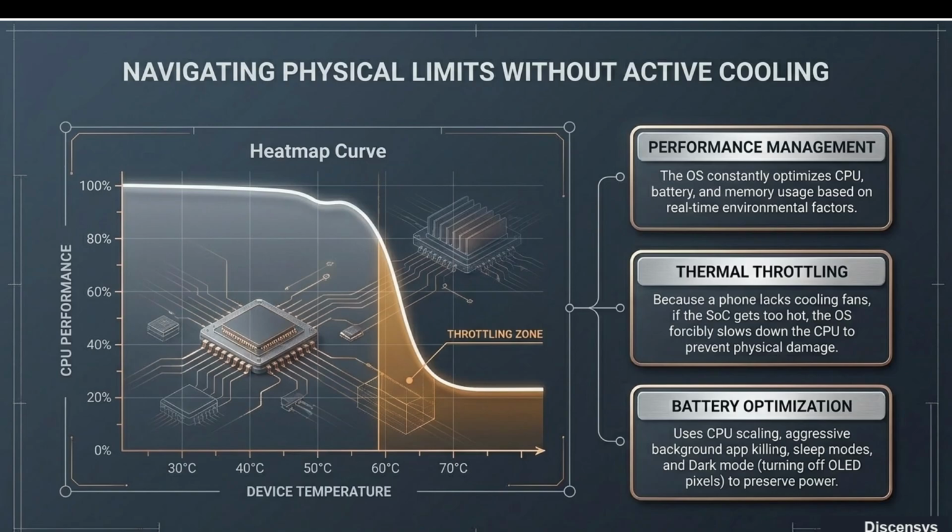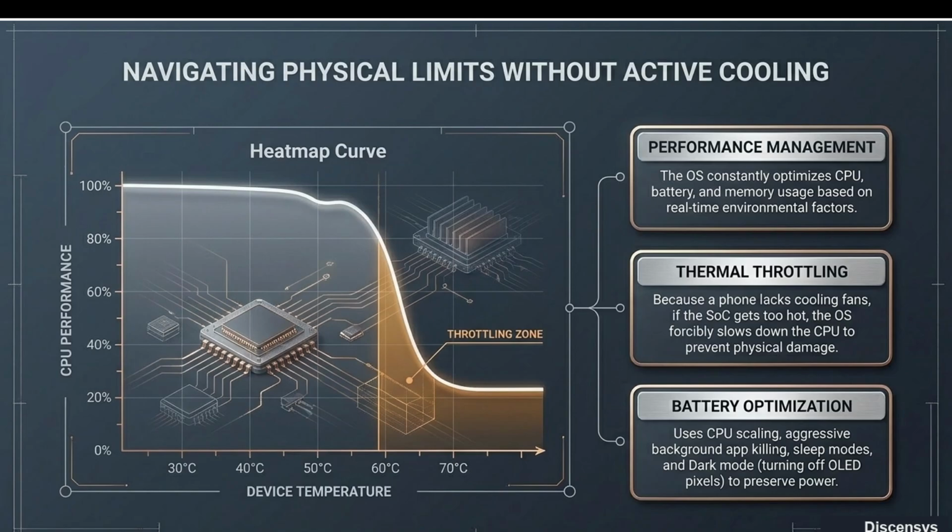Navigating physical limits without active cooling. So when these computational resources within the phone, within the device, run, they are going to produce heat. Okay, and when the heat exceeds the limit, for suppose it exceeds 60 degrees Celsius, it is considered a throttling zone where the computational resources wouldn't be able to work properly.